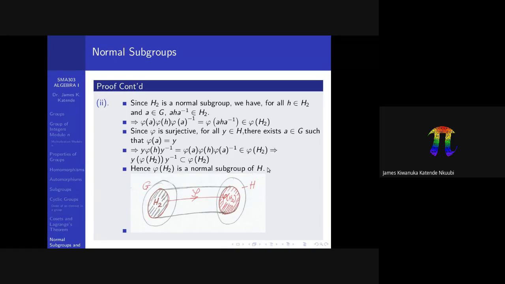So that is precisely the definition of a normal subgroup, and therefore we can conclude that the image of H2 is a normal subgroup. So the other thing that we have not proved in this part is that if you have a homomorphism, a subgroup will be mapped onto a subgroup. So the image of a subgroup is also a subgroup. That's the one thing we have not proved, but you can prove that in your own time.